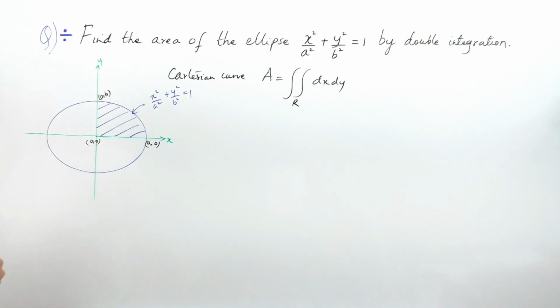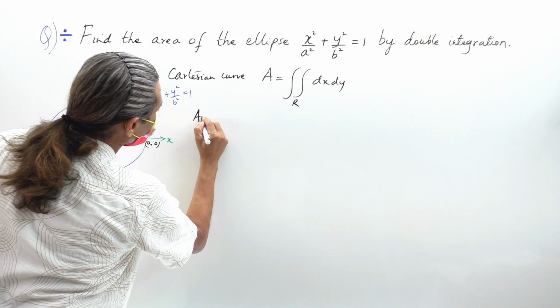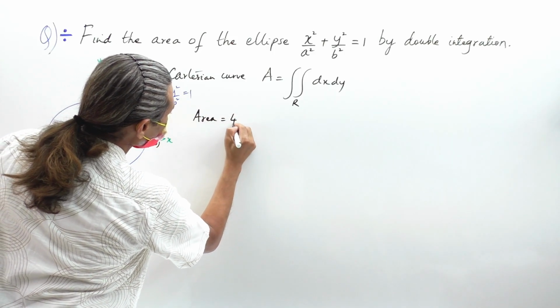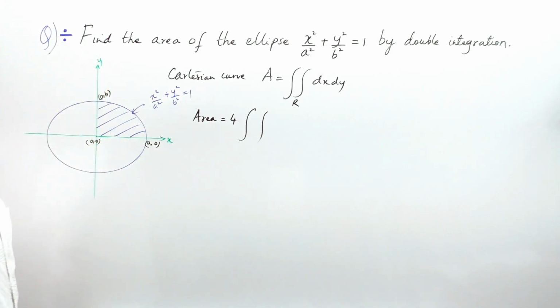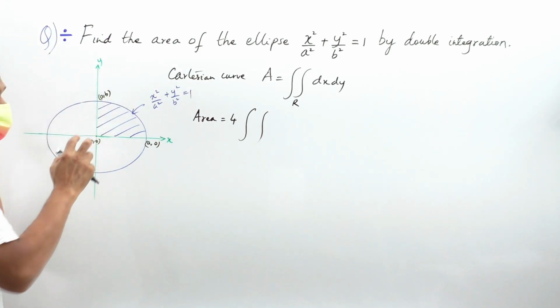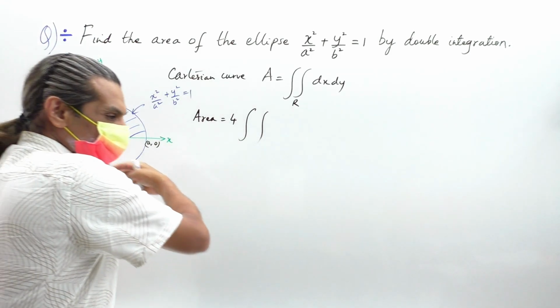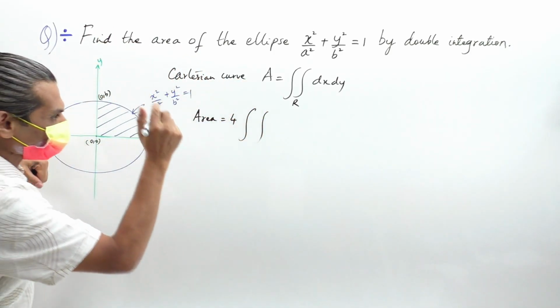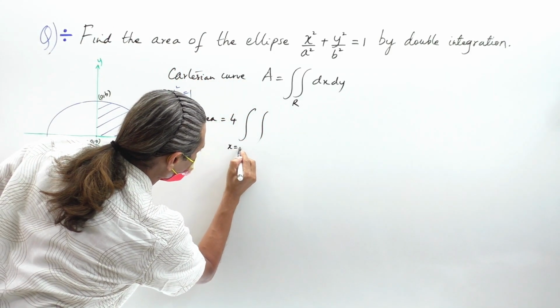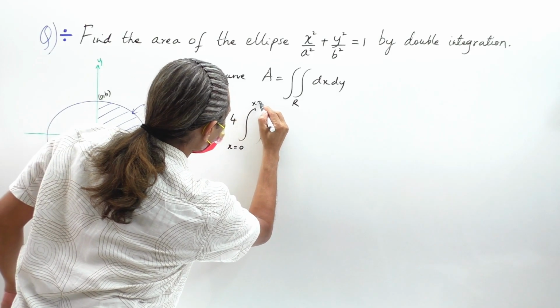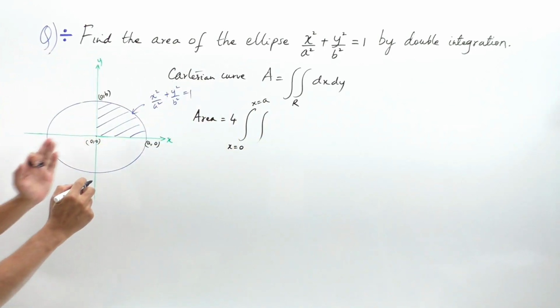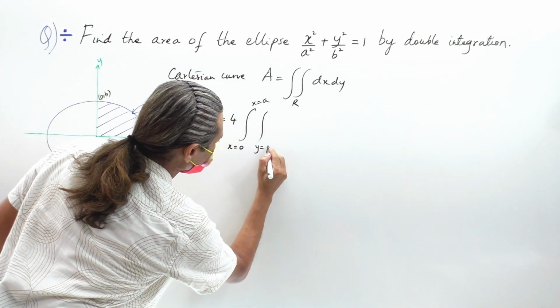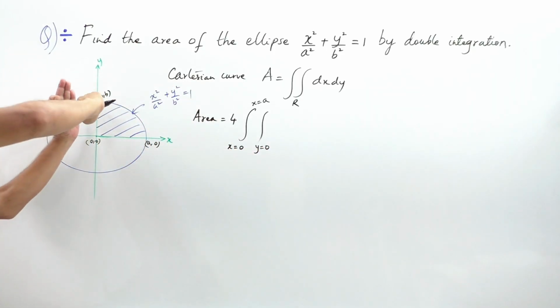So the total area will be 4 times the double integration over this region. I will go along the x-axis, where x goes from 0 to a. Now y goes from 0 to, see, what is covering?